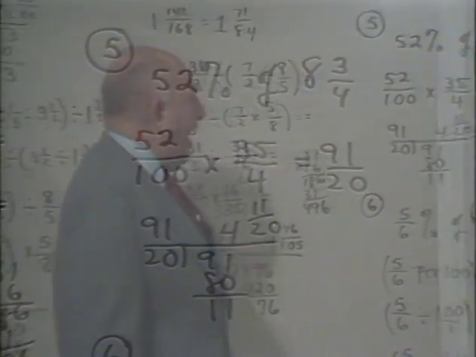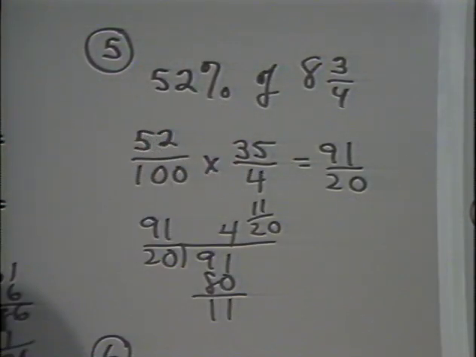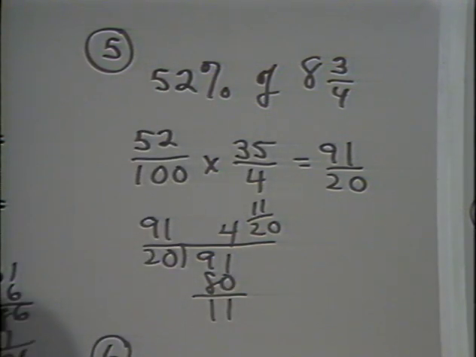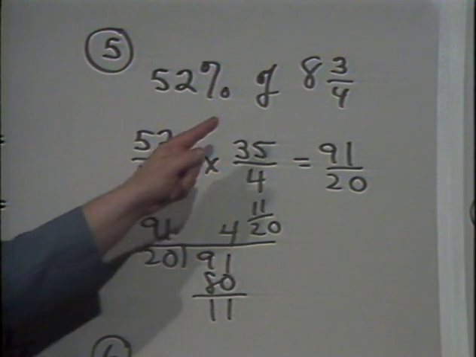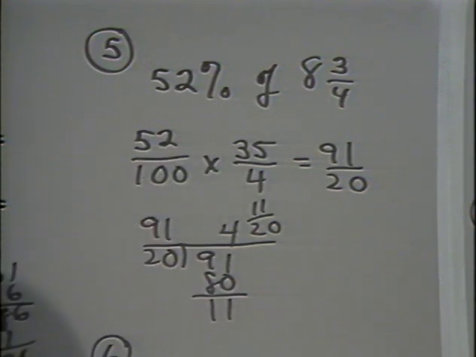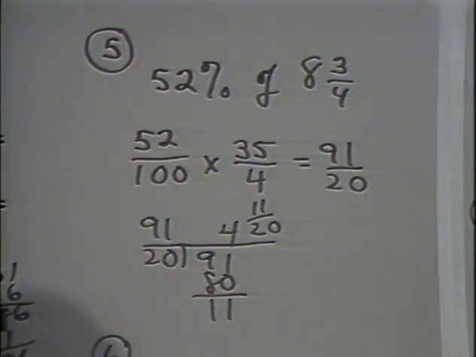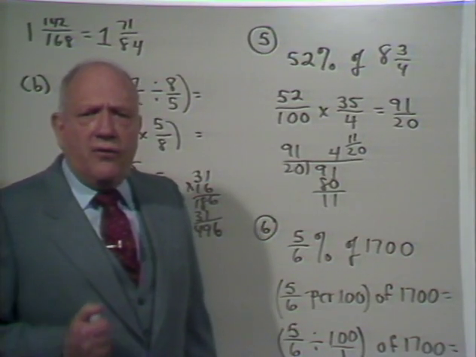Problem number 5 asks us to find 52% of 8 3/4. And again, before you start these problems, estimate the answer. 52% is slightly more than half, right? 50% is half. 8 3/4 is a little bit less than 9. So rounded off, this is about a half, this is about 9, half of 9 is 4.5, so we're going to expect an answer of around 4.5.